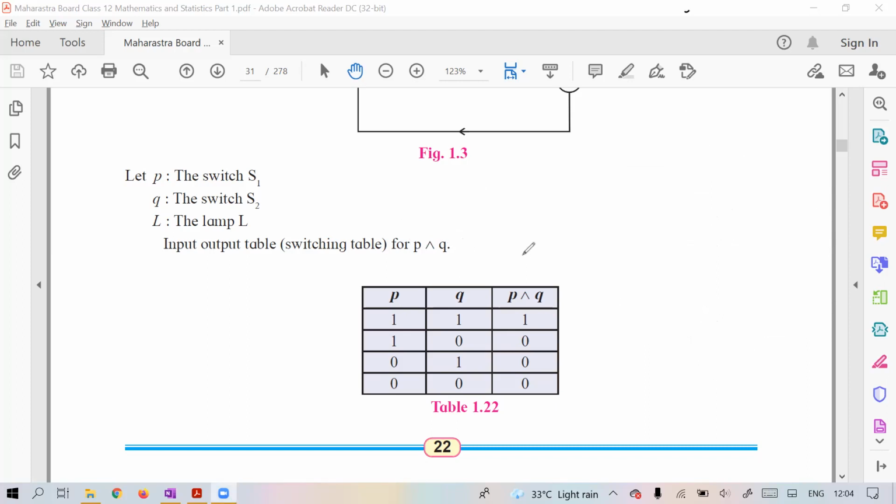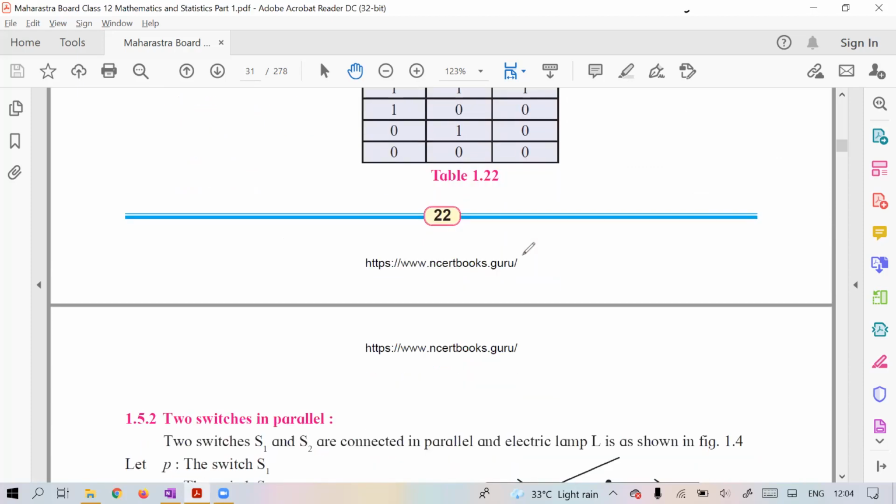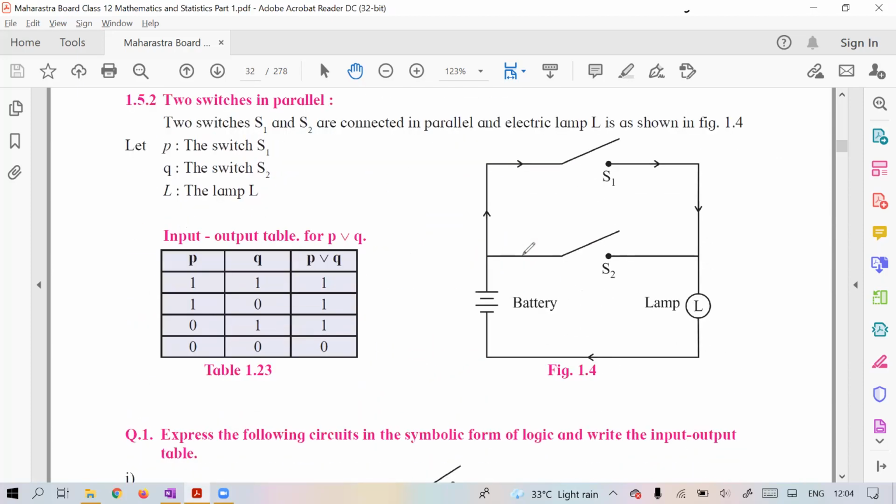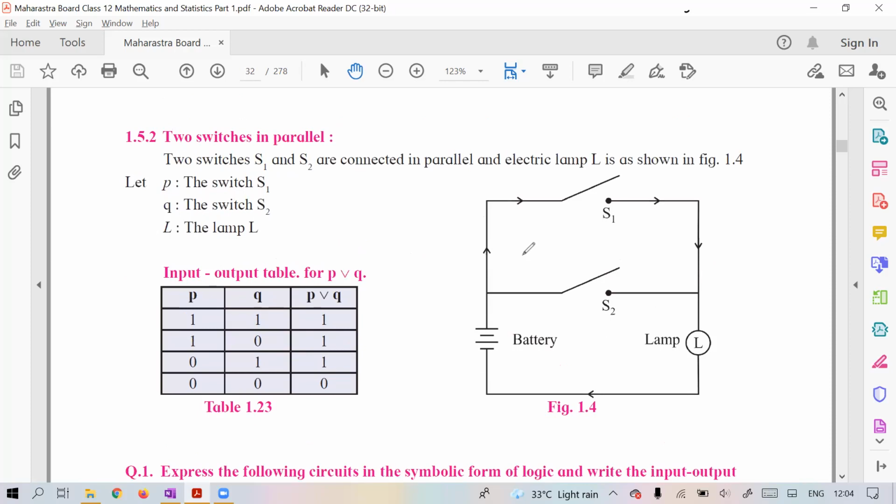Okay, so this is very simple. They just want to show you the applications. Look here, this is the OR thing. Two switches S1, S2 are combined in parallel. If it is in series, then it is AND, as you have seen earlier. If it is in parallel, then it is OR.